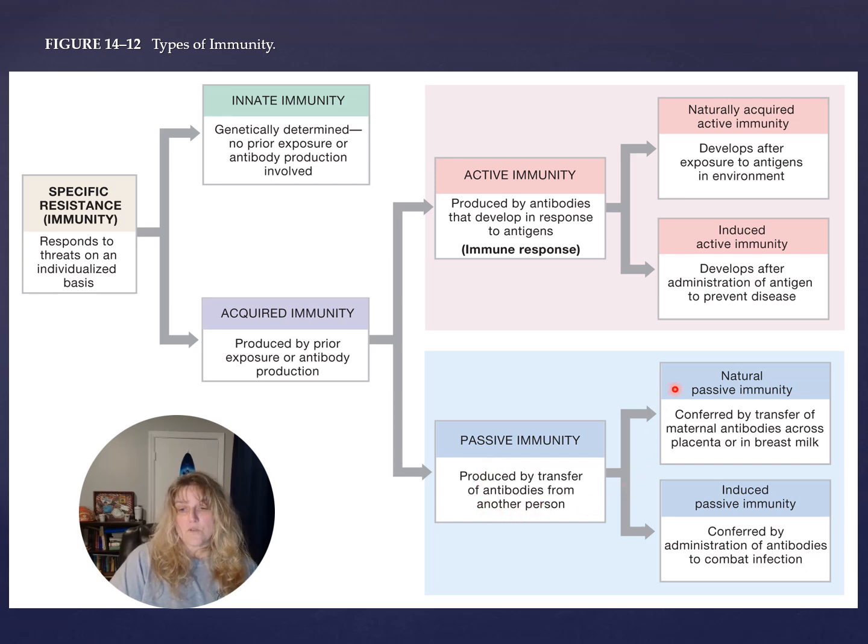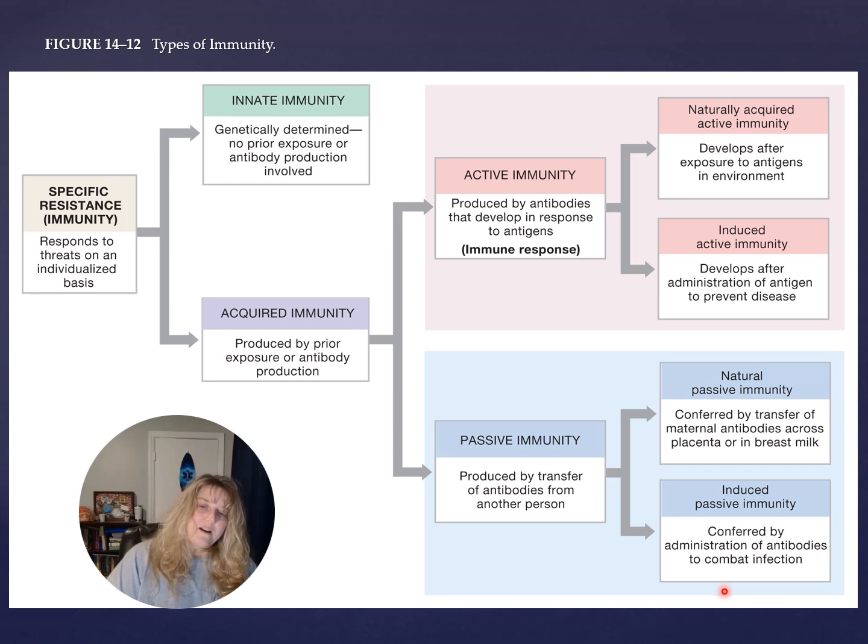You have natural and you have induced. Natural passive immunity is conferred by the transfer of maternal antibodies across the placenta and throughout the breast milk. Then you have the induced passive, which is conferred by the administration of antibodies to combat infection.